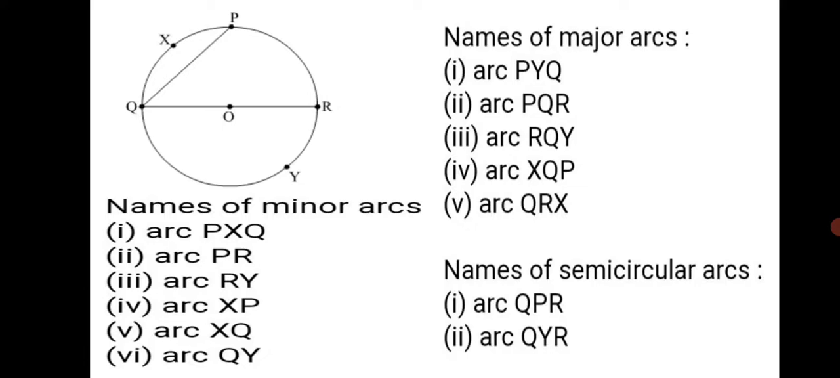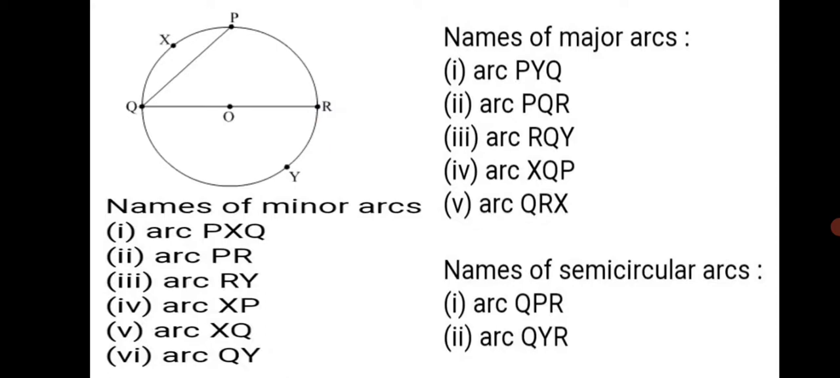Now it's time to look at our major arcs. So let's start with point P again. Point P is here. PYQ, this bigger arc, more than 180, forms the major arc. Also, if we move from other side of P, then we have arc PQR, another bigger arc. So that forms another major arc.